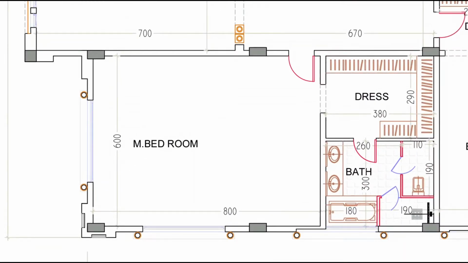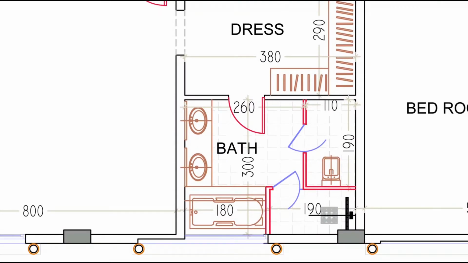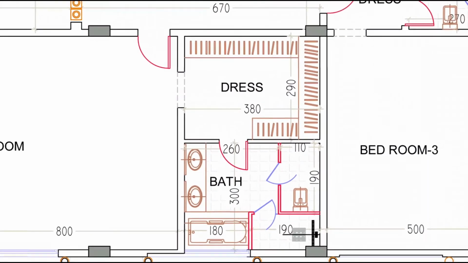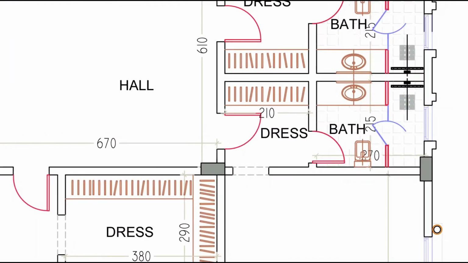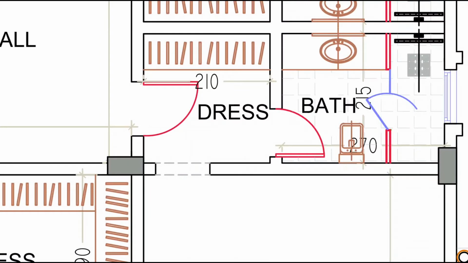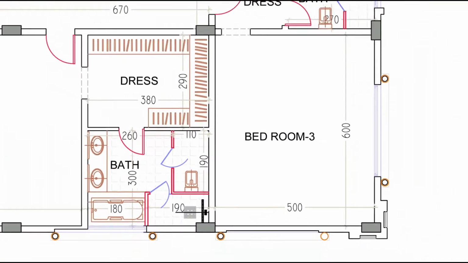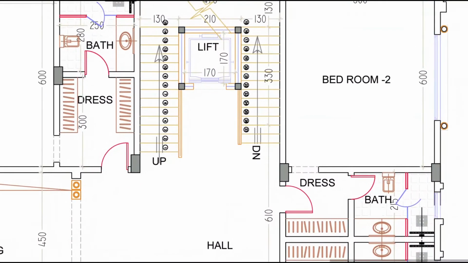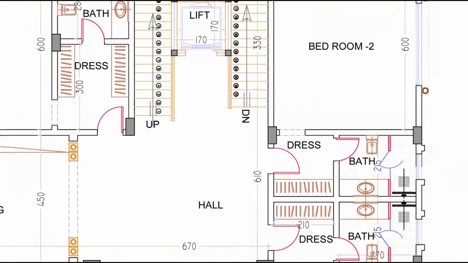Then this is master bedroom again, 600 by 800 centimeter. And this is our dress, 300 by 290, 380 by 290. And this is a big bathroom, 300 by 190 plus 180. So this is a very wide bathroom and dress area for this master bedroom. And this side also we have a bedroom. This is our dress, 215 by 210. And this is bathroom. And this bedroom 3, 600 by 500 centimeter. Again, this side we have another bedroom, 500 by 600 centimeter. And this is our dress area and bathroom.